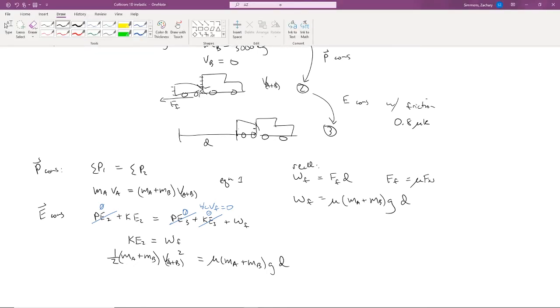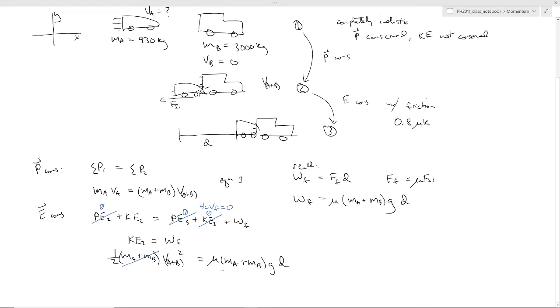And notice the mass appears on both sides, so we can cancel that. And we could solve this then for the velocity of the combination. So we would multiply by a factor of 2, mu g d, and then we would take a square root. Okay, so now we have an expression for the velocity of the combination. And notice we have in equation 1 something that relates the velocity of the combination to the initial velocity of the car. So let's combine those ingredients together.